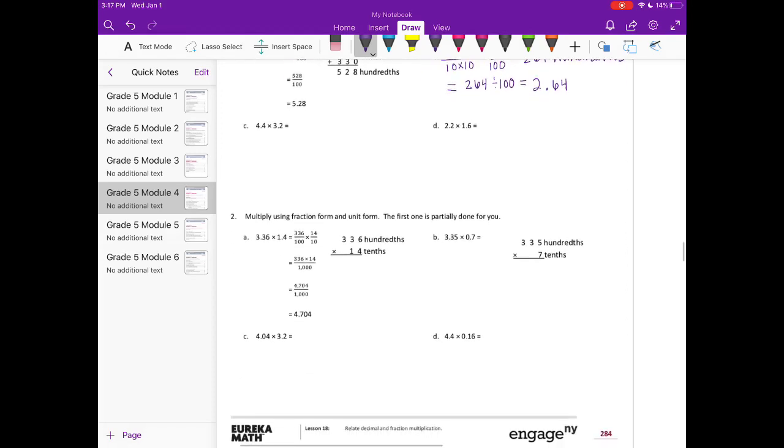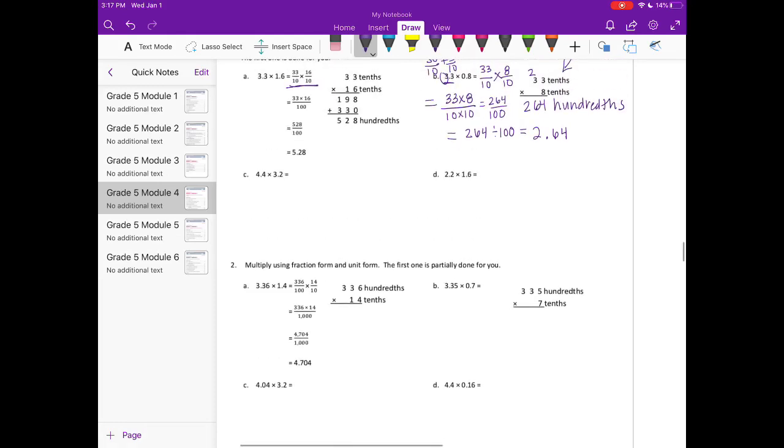C, 4 4/10 times 3 2/10. So if we write that as a fraction problem, 4 4/10 would be equal to 44/10 as an improper fraction, times 3 2/10, which is 32/10. So what we have is 44/10 times 32/10.